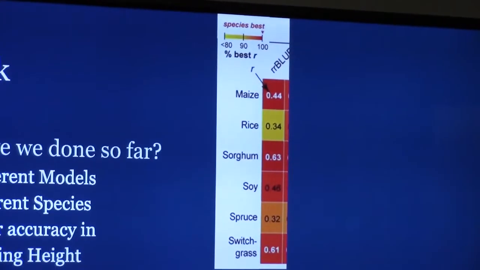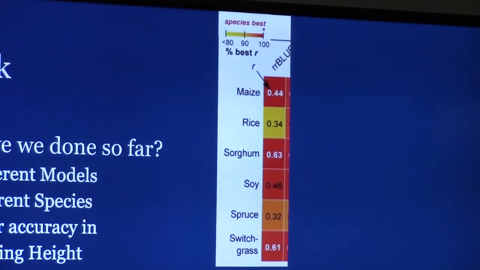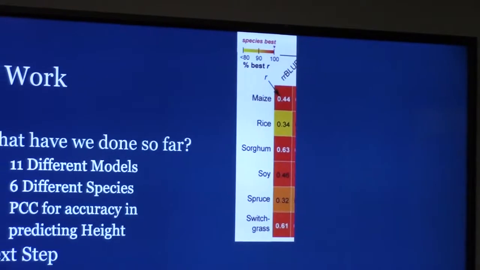Instead of looking at the value, you can also just look at the color of the box. If the box is more red, that means that the model is doing better at predicting height for that species.